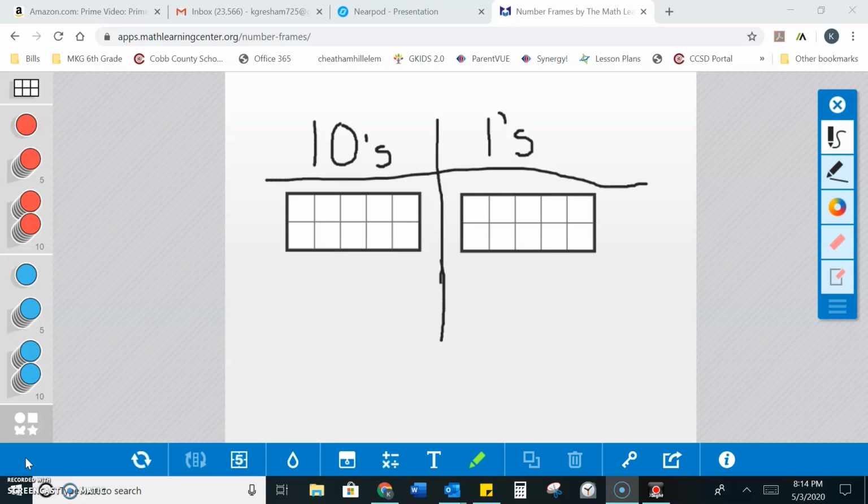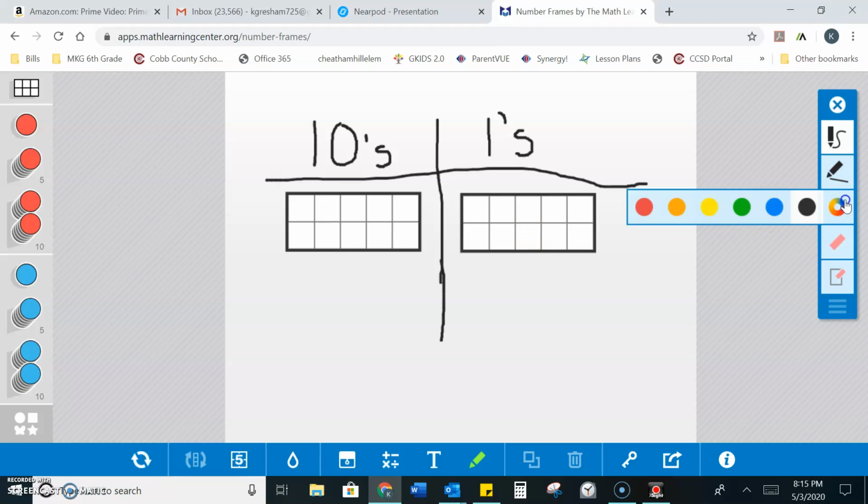And this week we are going to talk about our teen numbers. Teen numbers are numbers that start with a 1, or numbers that have a group of 10 and then some extra ones. So if you look here at our screen, you'll see this T-chart, and on this side we have our 10s, and on this side we have our 1s. So we're going to be using these two 10 frames to represent teen numbers, and we're going to decompose them, or break them apart.